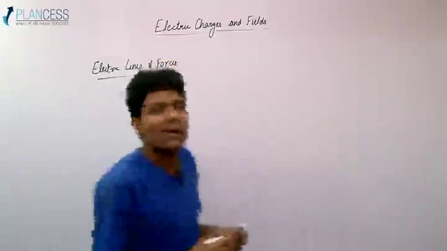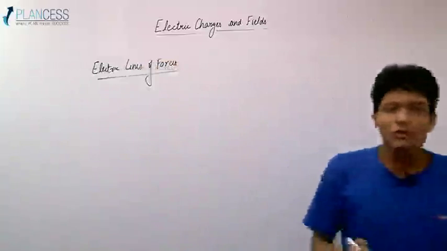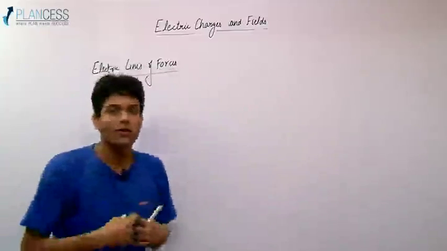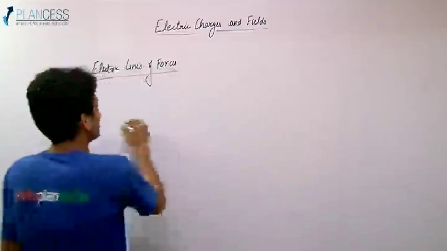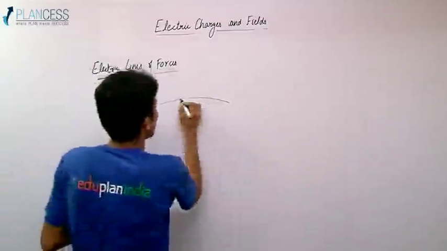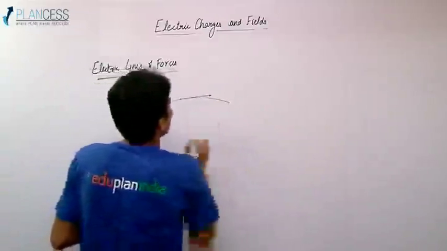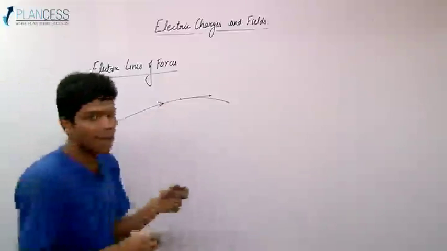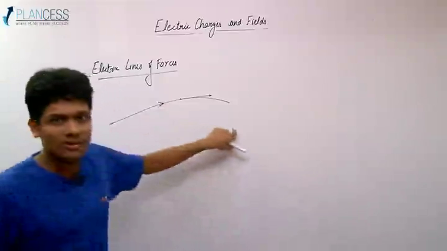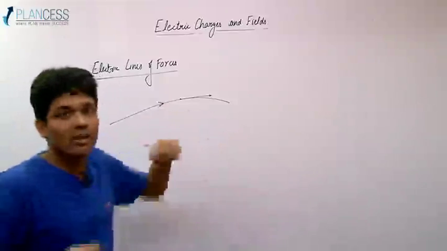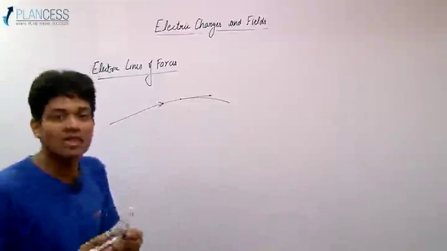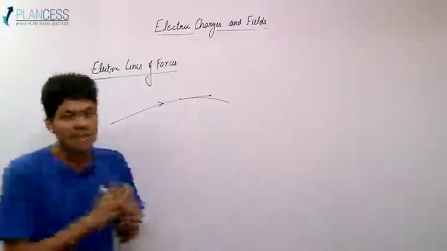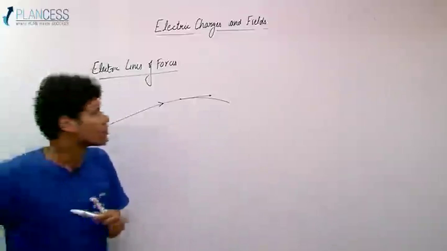What do we actually mean by electric lines of forces? Electric lines of forces are basically imaginary lines which are drawn for our own convenience. At any point on this line, if you draw a tangent, it will show that this is a directed line. So at any point on this imaginary line, if you draw a tangent, that tangent would give the direction of the electric field at that point. Such lines are known as electric lines of forces.